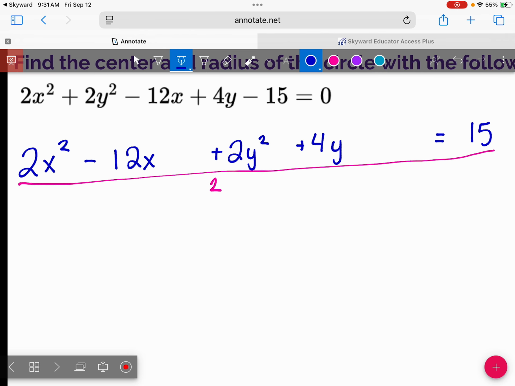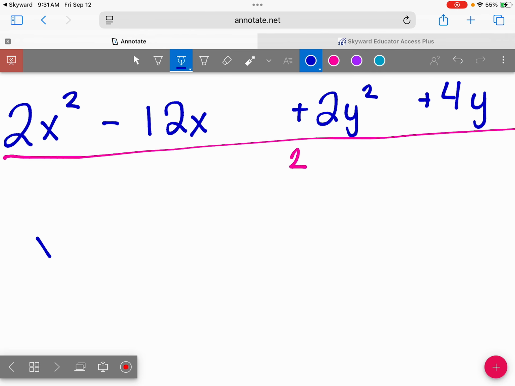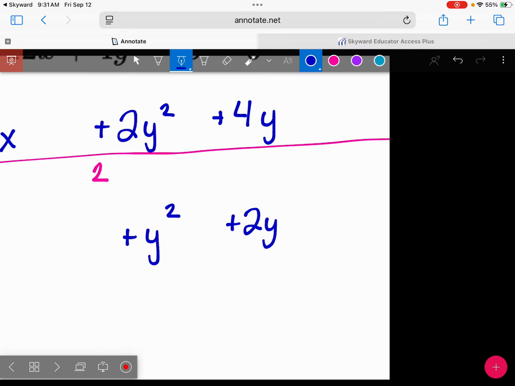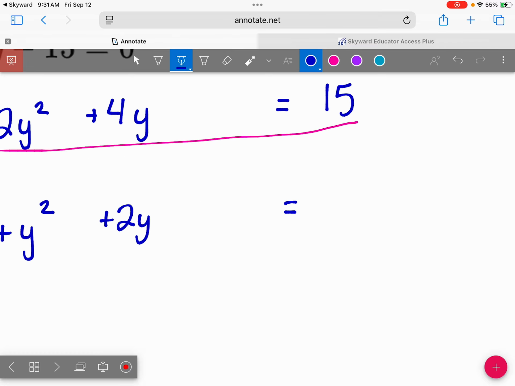So dividing absolutely everybody by 2, that's going to give us our x squared minus 6x plus our y squared plus 2y equals 15 halves or 7.5. Either way is fine. I tend towards fractions because it keeps things accurate every time. Decimals sometimes aren't the best, because if it was like thirds, then we're rounding and we've changed our answer.